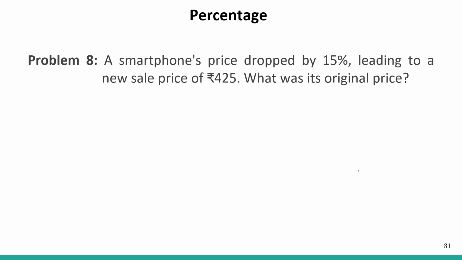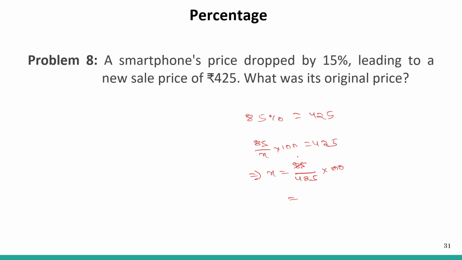Let's see problem number 8. A smartphone's price dropped by 15%, leading to a new sale price of 425. What was the original price? The smartphone's price dropped by 15%, so the current 85% value is equal to 425. Let's assume the original value of the phone is X. So 85 by X into 100 is equal to 425. This implies that X is equal to 425 by 85 into 100.